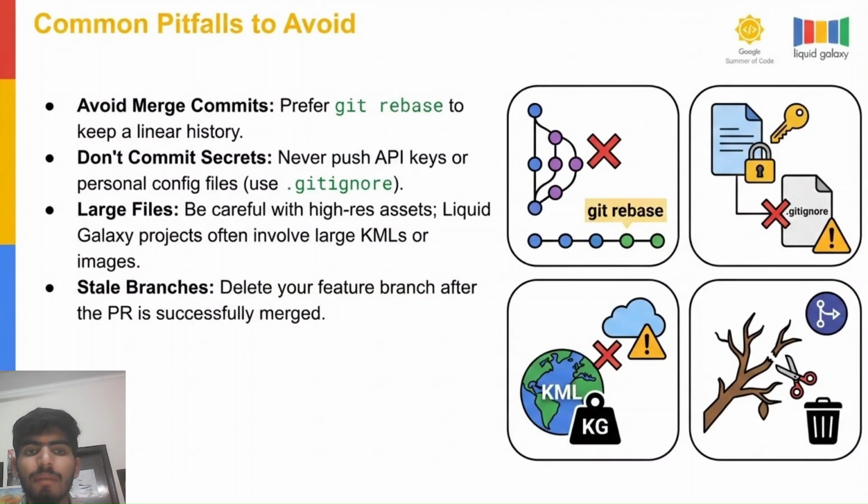Then the second is never commit secrets. When you are giving an API key or a personal configuration, APIs are basically stored in .env, so you must use a .gitignore. Git ignore basically tells Git to ignore some files so that they are not trackable by anyone else who is accessing your repository. So it will provide safety to your API key and the personal info which you are writing in your code. That is a security for us only.